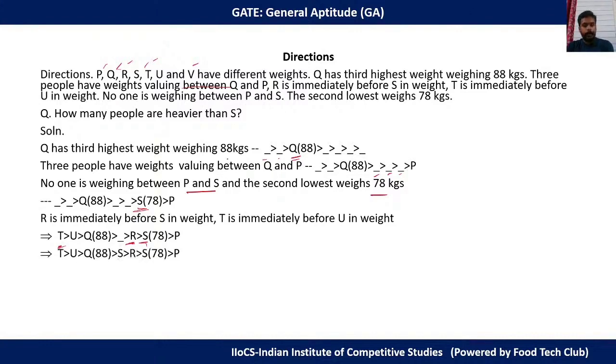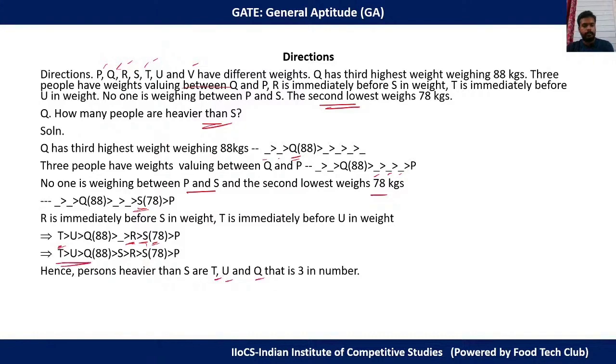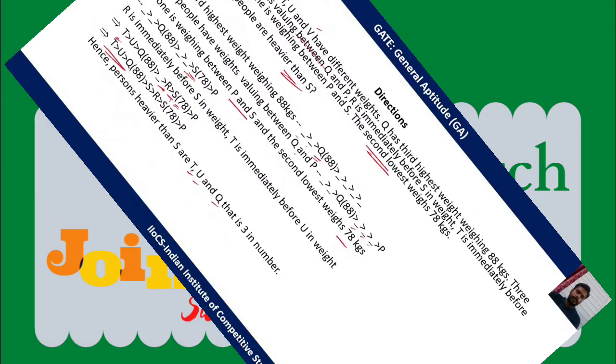So now what is the question they are asking? They are asking how many people are heavier than S. Smallest weight तो 78 kg दे ही दिया. ठीक है, second lowest not smallest, second lowest weight is 78 kg. Now इस सीक्वेंस में अगर हम देखेंगे second lowest 78 है and how many people are there which weigh heavier than S, तो कितना हो जाएगा? Persons heavier than S कितने देख लो. P Q Q that is 3. Clear? So this is how you have to solve the problem regarding the direction.